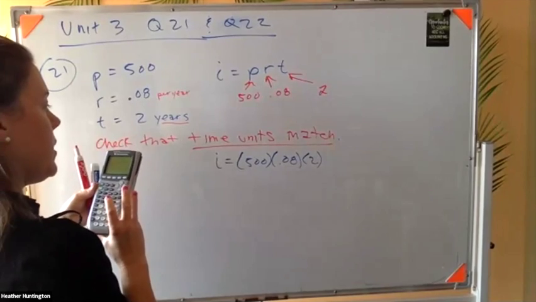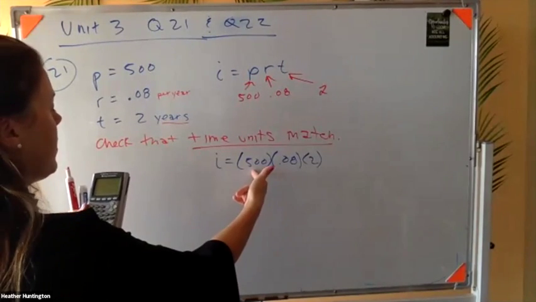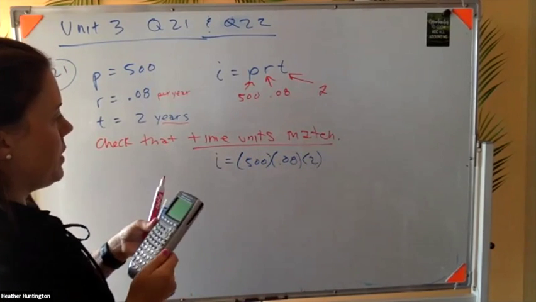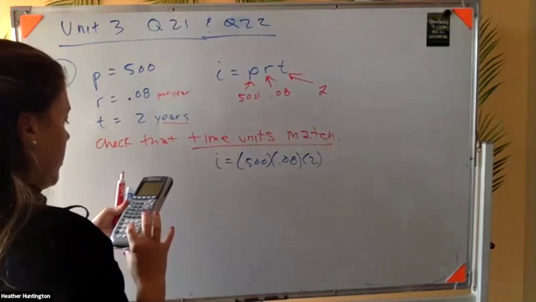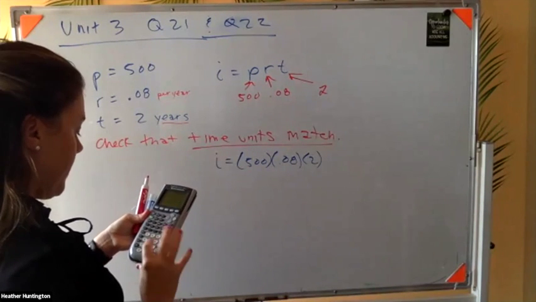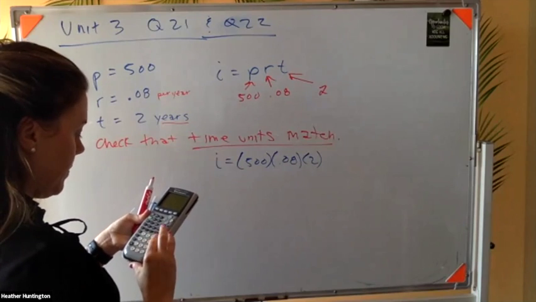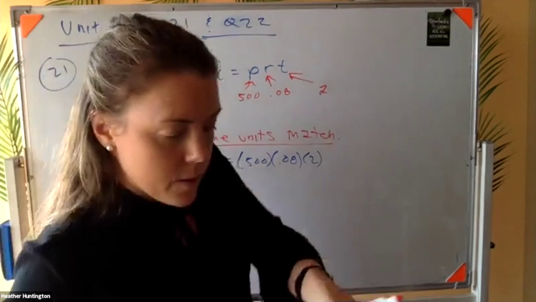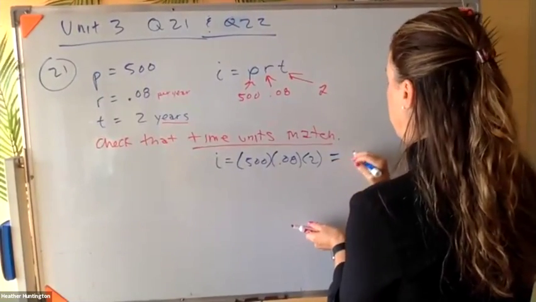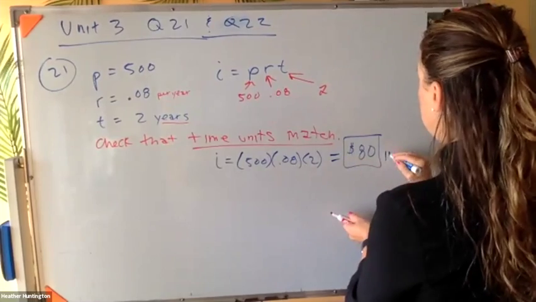And I'm trying to estimate what the answer would be. 8%, 10% of 500 is 50, times 2 years would be like 100-ish. So I'm thinking that the interest might be close to 100. I'm just estimating. It's always good to be mindful when you're calculating. So I'm getting 80. So that's the amount that you would owe after 2 years.